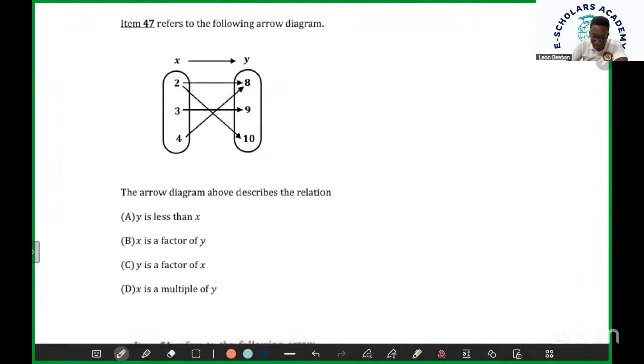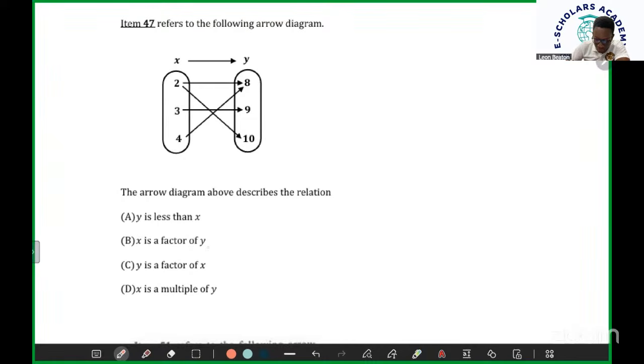So let's examine the first one. Y is less than X. Let's see if that is true. You've got the values here. I don't think so. Let's examine the other one.